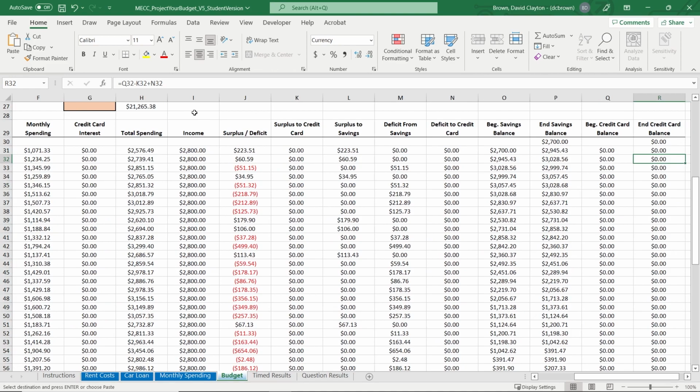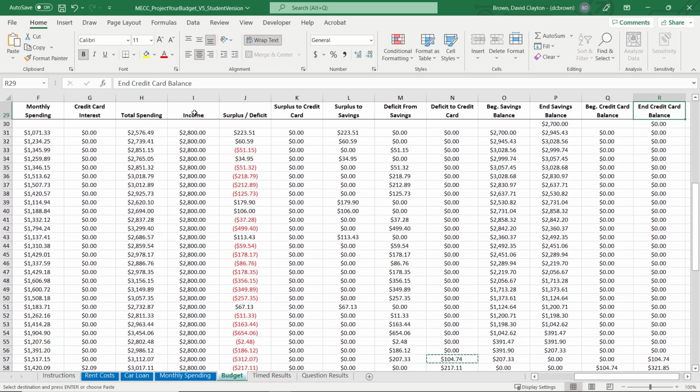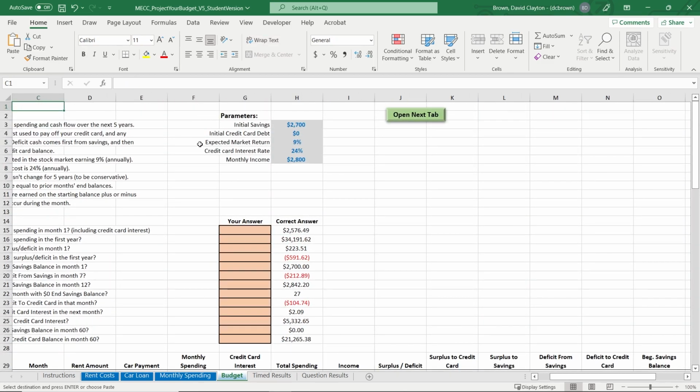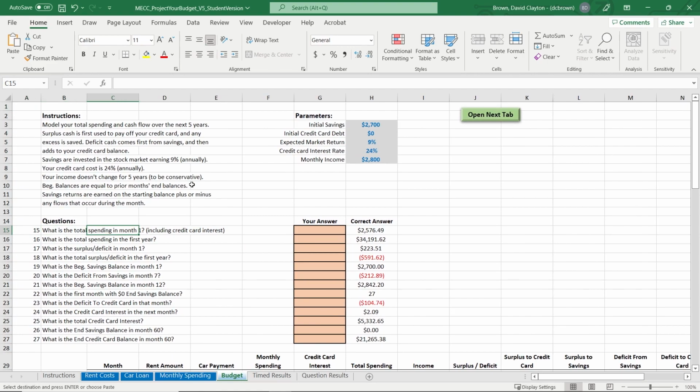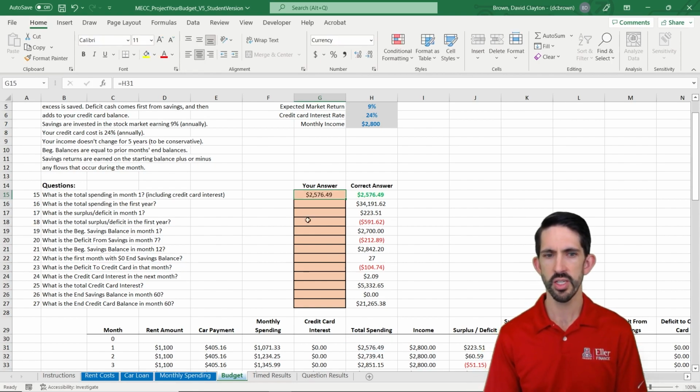All right, so in this case, we can check our model. We see that we end up with no savings, and we end up with about $21,000 of credit card debt. Let's check that it's right, though, by going and looking at our answers. So we're going to first figure out what is our total spending in month 1. So let's just link that up. We can say equals our total spending. And I'll come back and join you here.